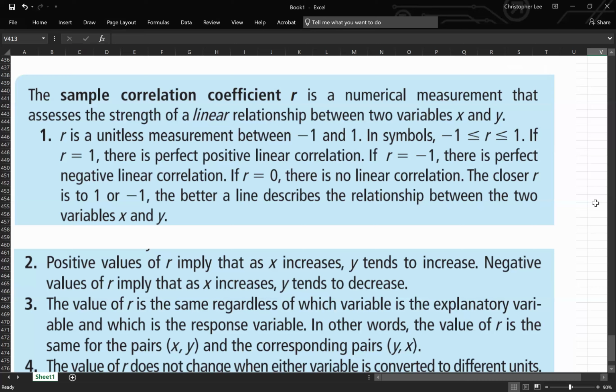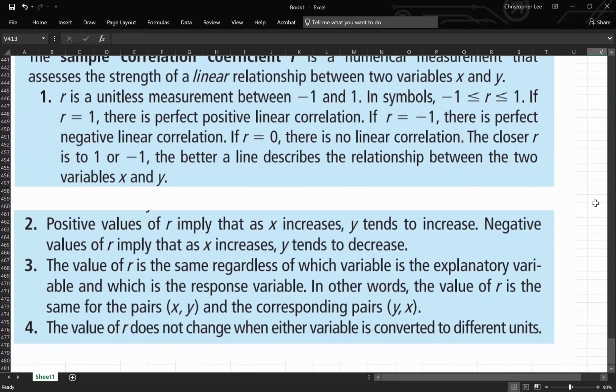When we talk about scatter diagrams, that same definition is true. If I'm trying to find a correlation between studying for a test and the test scores, it makes no difference if I look at the test scores and studying. If I switch the variables around, it doesn't matter. It's the same correlation. The value of R also does not change whether the variable is converted to different units.